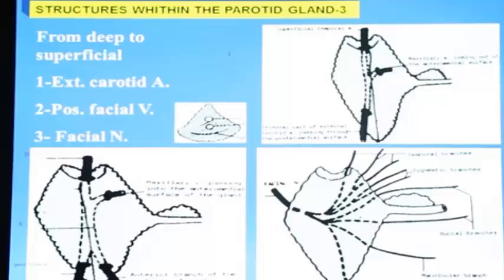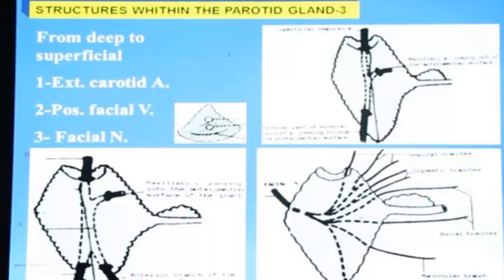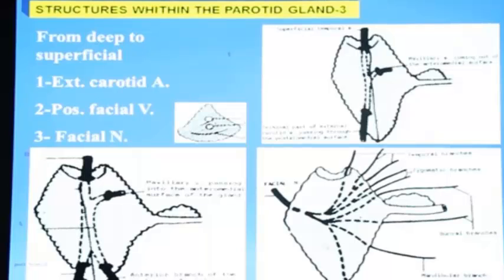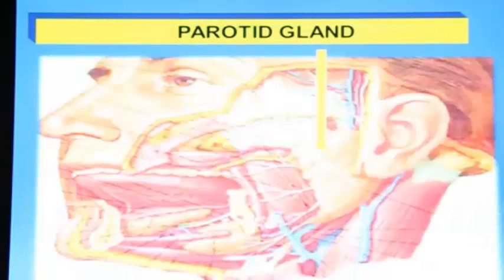When you are working on the parotid gland, you find that the facial nerve gives branches inside the material of the parotid gland. So you have to keep your eye on this nerve, otherwise you will injure it and it leads to a lot of complications. This is the picture of the parotid gland, and these are the nerves, veins, and arteries related to it.